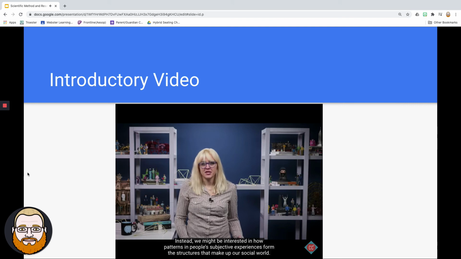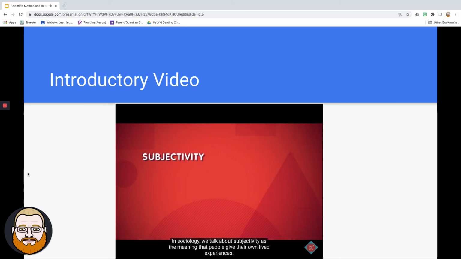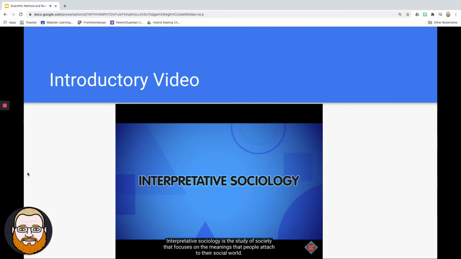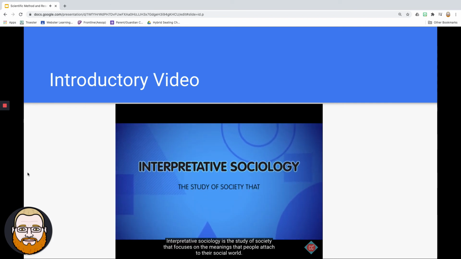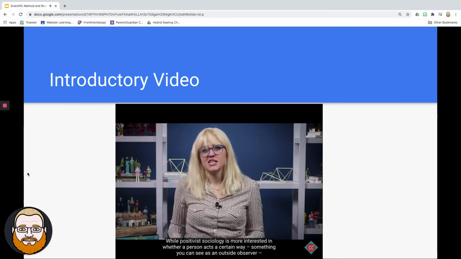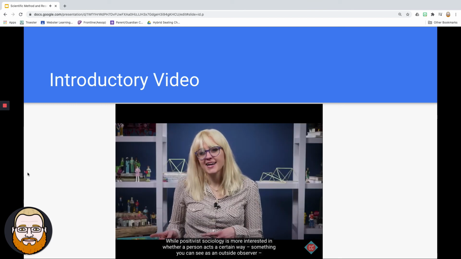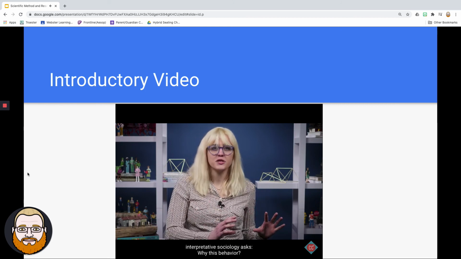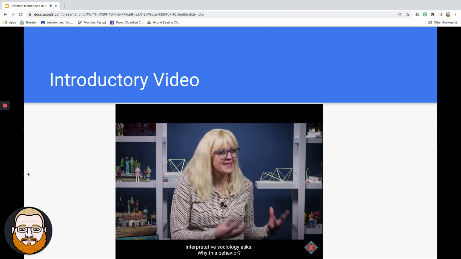Instead, we might be interested in how patterns in people's subjective experiences form the structures that make up our social world. In sociology, we talk about subjectivity as the meaning that people give to their own lived experiences. And this brings us to another way of doing sociology. Interpretive sociology is the study of society that focuses on the meanings that people attach to their social world, while positivist sociology is more interested in whether a person acts a certain way, something you can see as an outside observer.